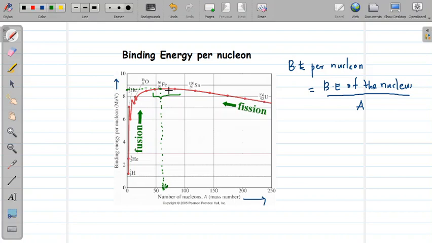So we define the nuclear fusion process as the combining together of two nuclei in order to form a heavier nucleus. So in this part, the lighter nuclei will try to combine together and attain more stability by increasing their mass number and increasing their binding energy per nucleon. So they will undergo nuclear fusion.